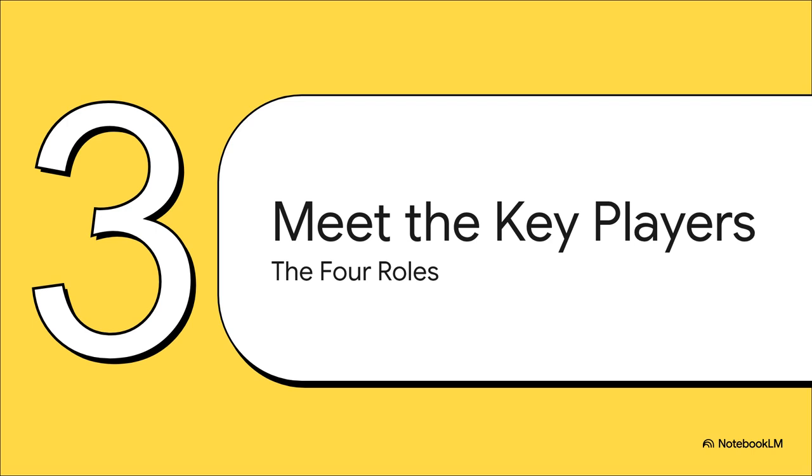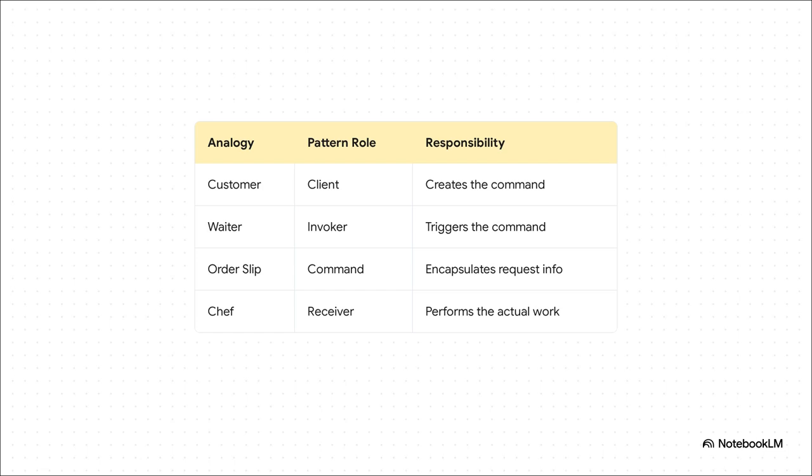Okay, so now that we have the analogy, let's get a little more formal and break this down. The command pattern really has 4 distinct roles, and they map perfectly to our restaurant example. Okay, check this out. You, the customer, are the client. You're the one who creates the request, the command, which is our order slip. You give that order slip to the waiter, who is the invoker.